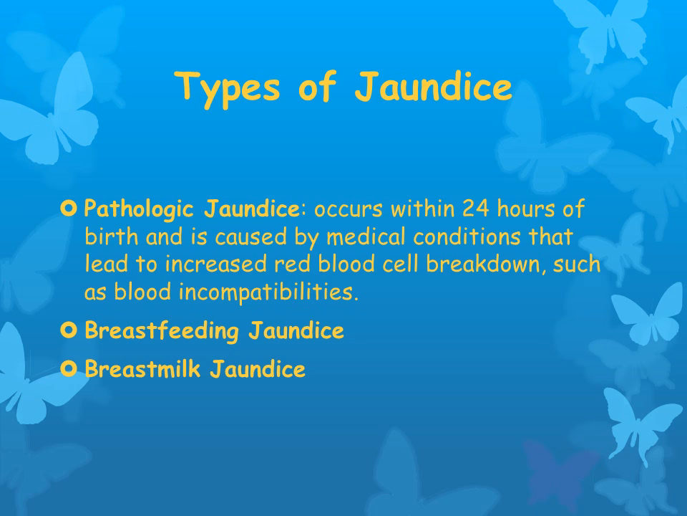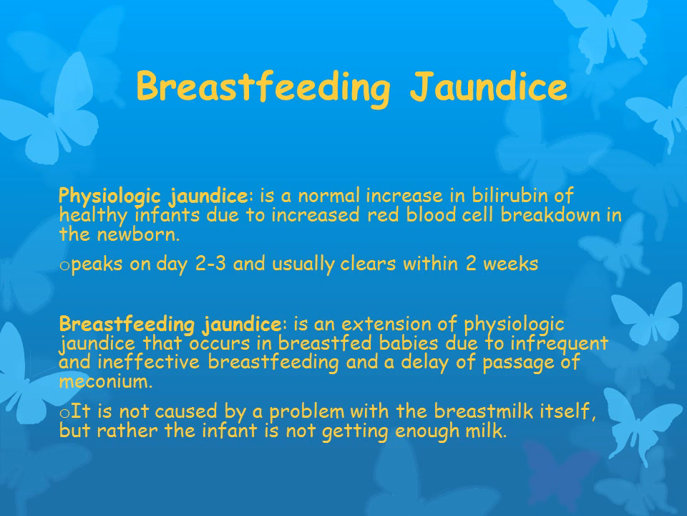Pathologic jaundice occurs within the first 24 hours of birth and is caused by conditions that lead to increased red blood cell breakdown, such as blood incompatibility. This is not part of the normal pattern of jaundice and requires treatment with phototherapy. Physiologic jaundice is a normal increase in bilirubin of healthy infants due to increased red blood cell breakdown in the newborn. It peaks on day 2 to 3 and usually clears within 2 weeks.